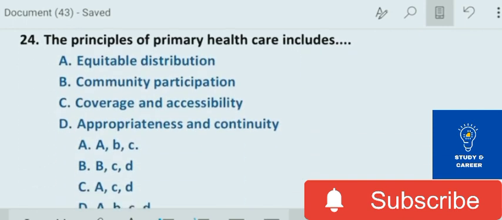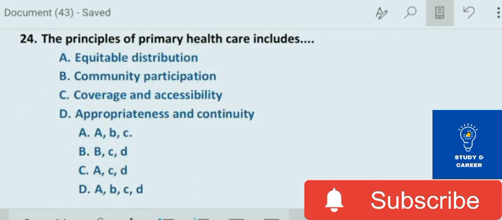24th, the principles of primary health care include: A. equitable distribution, B. community participation, C. coverage and accessibility, D. appropriateness and continuity. So the principles of primary health care are equitable distribution, community participation, and coverage and accessibility. So the right answer is A, B, and C are the correct options.